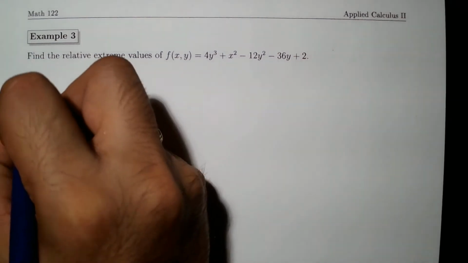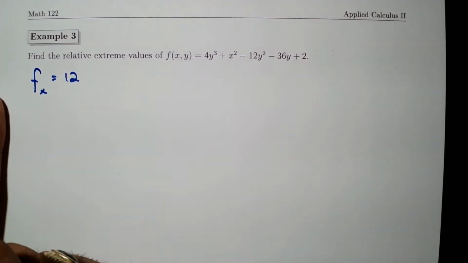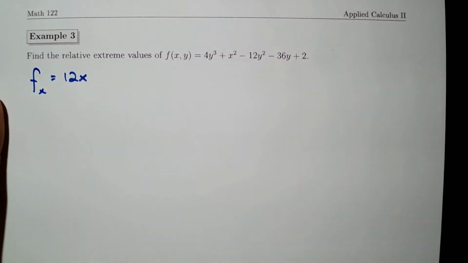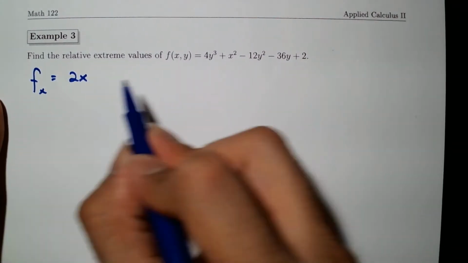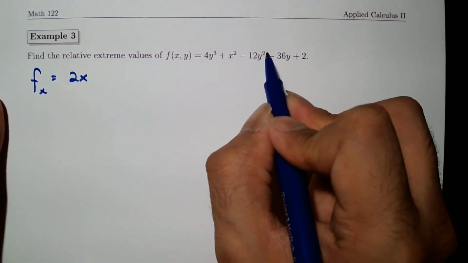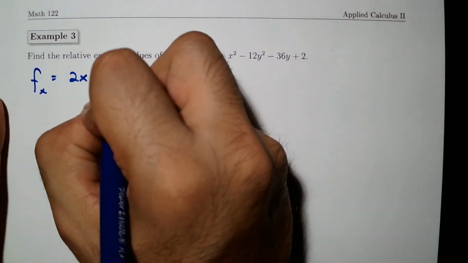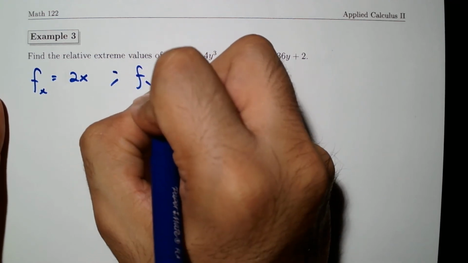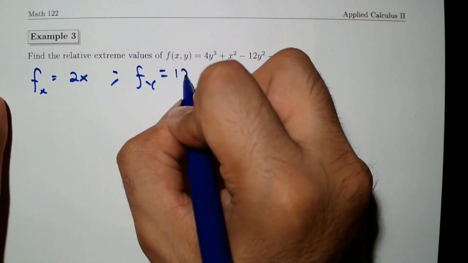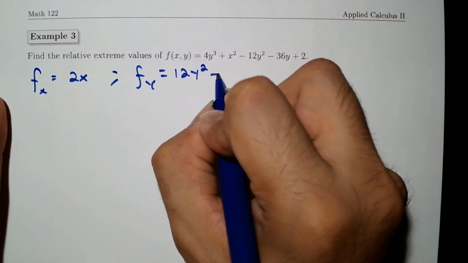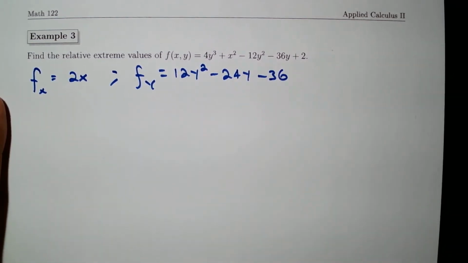So number 1, find the first partial derivative with respect to x. Wait a minute, it's 2x. I was looking at the y's for some reason. With respect to x, all the other terms are 0, we only remain with 2x, that's about it. With respect to y, the derivative is going to be 12y squared minus 24y minus 36.